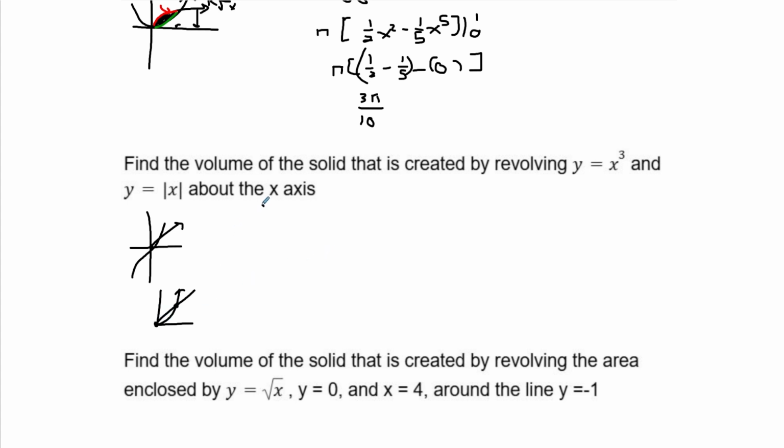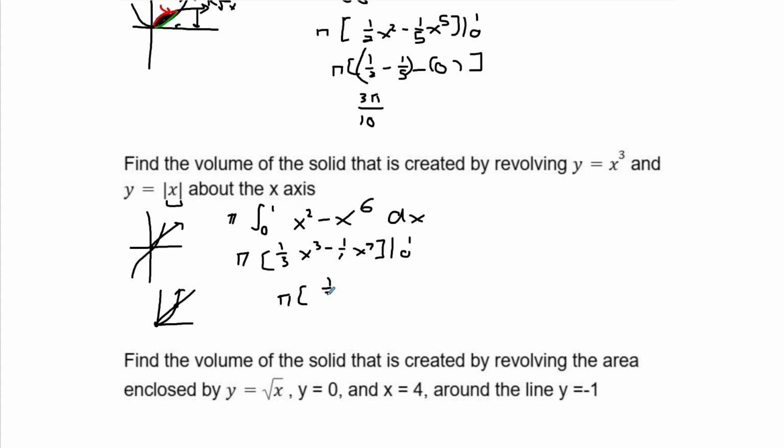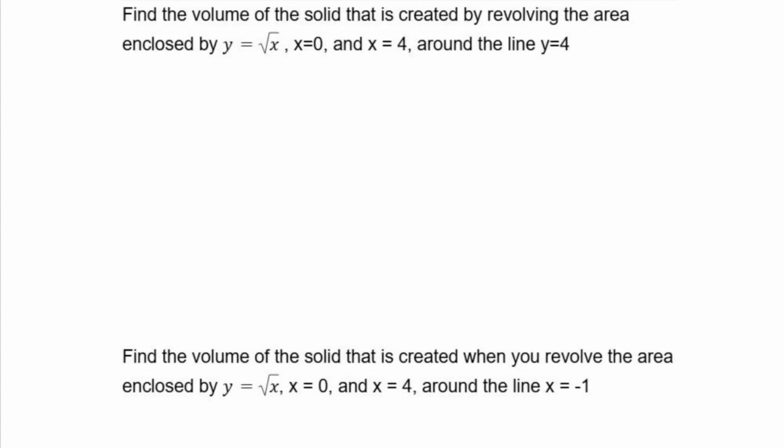So this is going to be the integral from 0 to 1, because that's when absolute value of x and x cubed equal each other, of x squared, because again we're using this function, and we could just model it as x instead of absolute value of x, minus x to the 6th, that would be x cubed squared. And we have to have a pi out here, times dx. So we would have pi times 1/3 x cubed minus 1/7 x to the 7 from 0 to 1. So we're going to have pi times 1/3 minus 1/7 and then minus 0, which is going to give us 4 pi over 21.